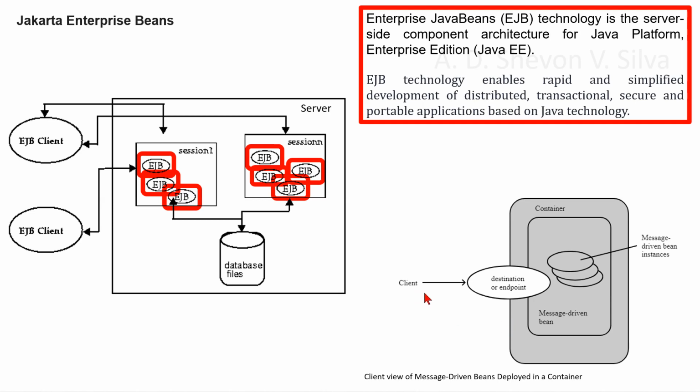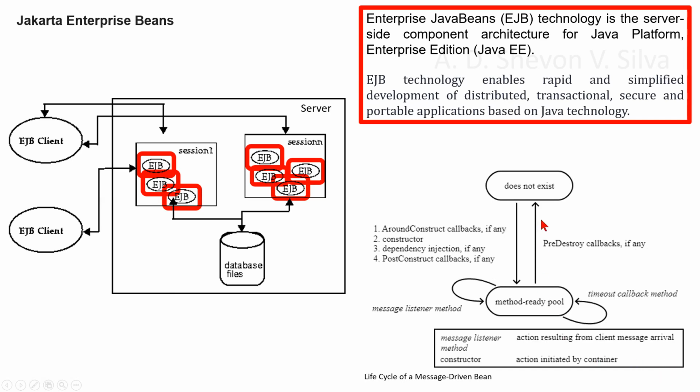Here you can see the client is connected to the destination or endpoint. Message-driven bean instances are inside the message-driven bean, and the message-driven bean is inside the container. Here the destination or endpoint interacts with the container's message-driven bean.